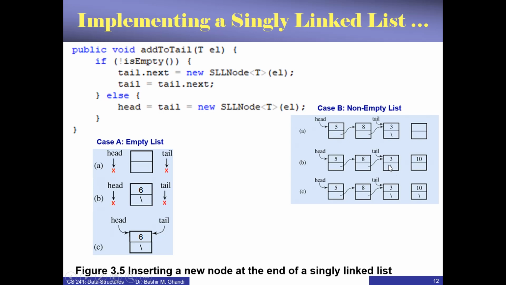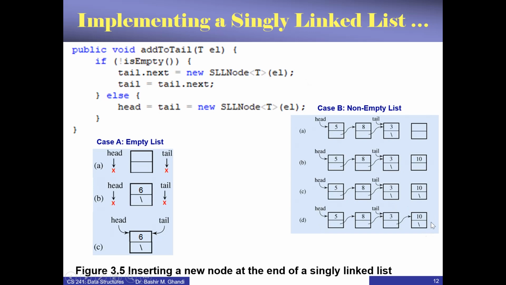So we are saying change it. It's no longer going to be null. It is going to be the address of the new object. So what we have? We have tail.next will point to the new object. So this is the result of the first statement here.